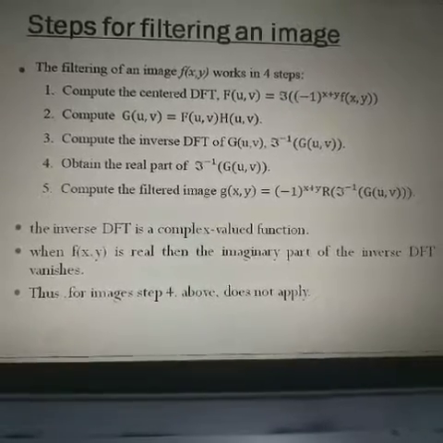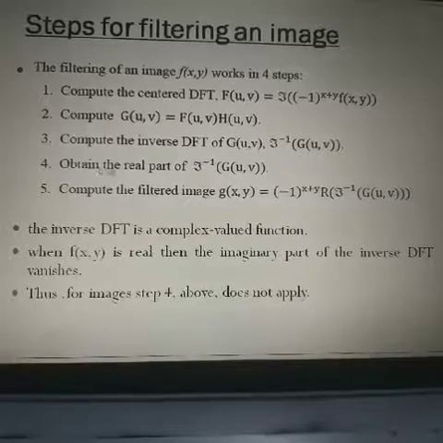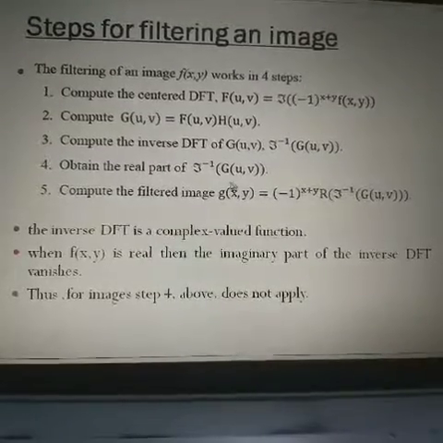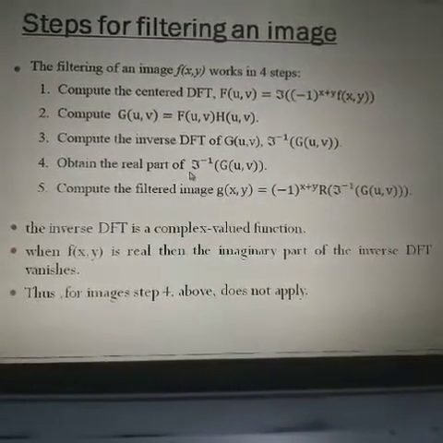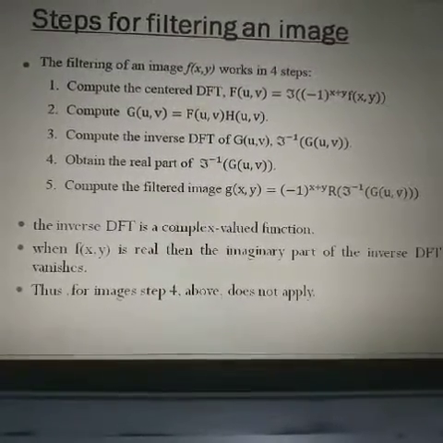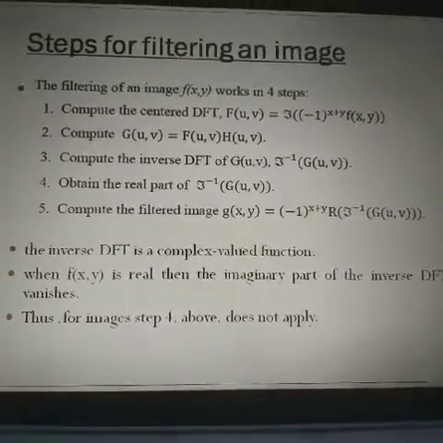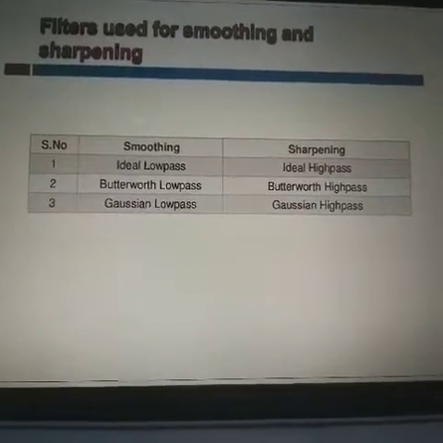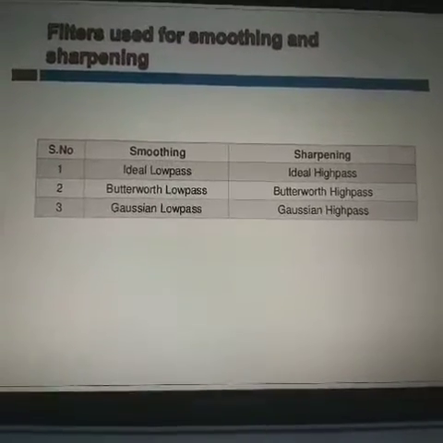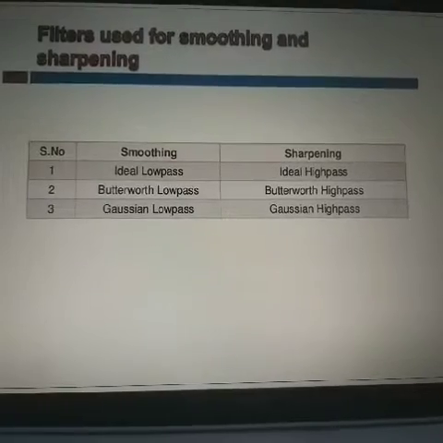So we have the 4 steps. If we are not considering this step, obtaining the real part, it is because we already get the real part when we are taking the inverse of the Fourier transformation. So these are the steps for filtering an image. So next the topic is the various filters that are to be used for filtering in the frequency domain.